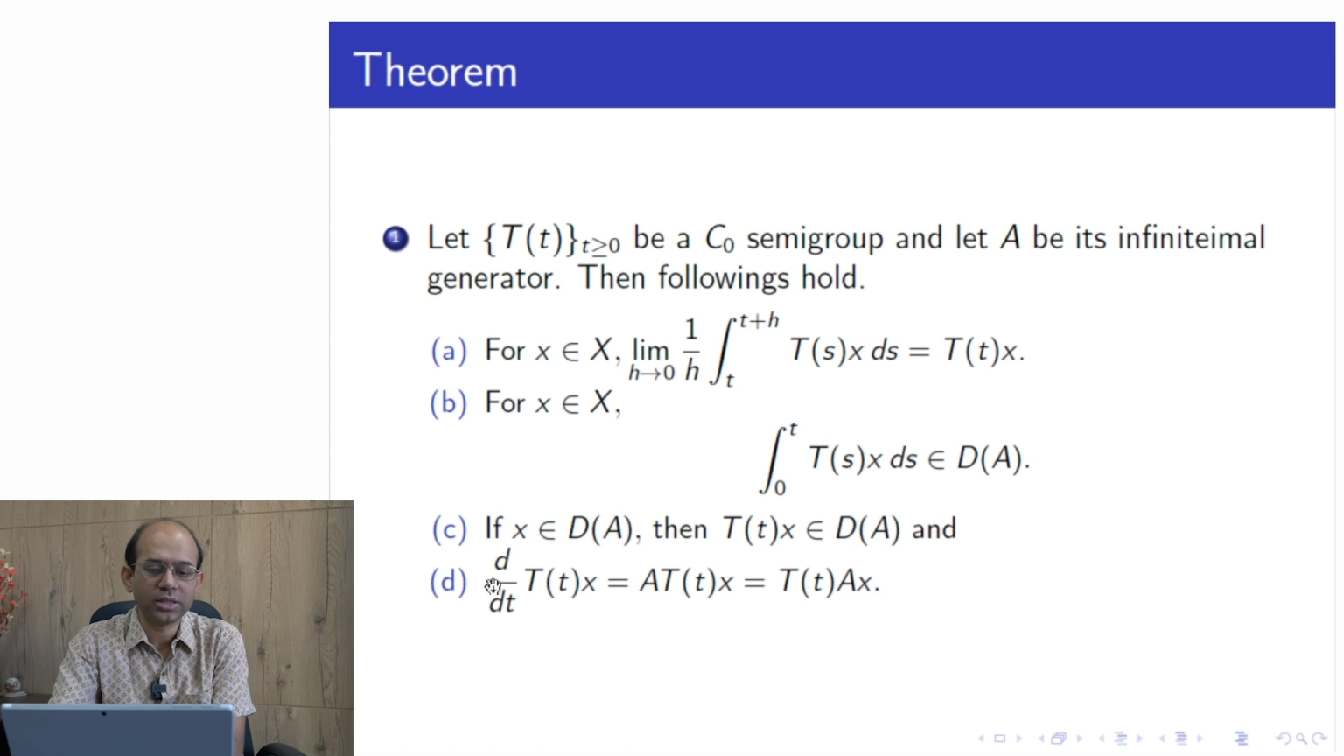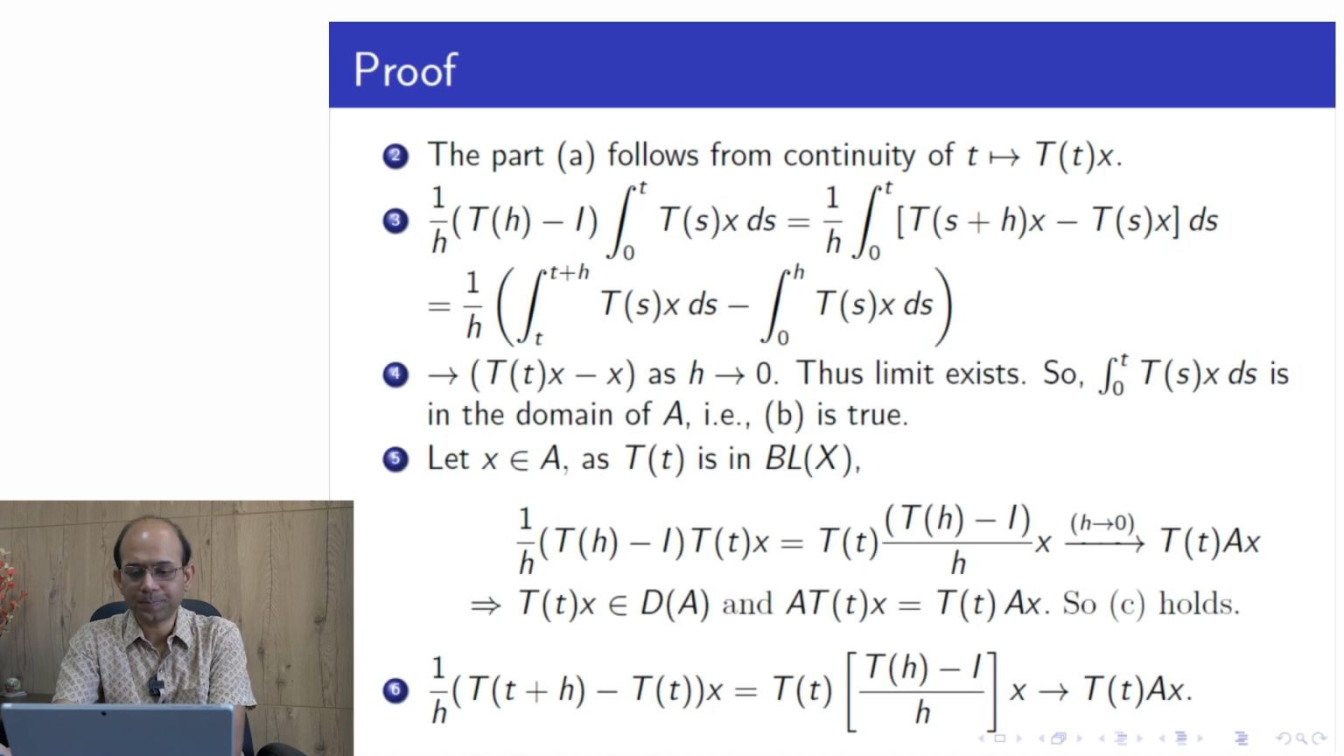However, we have not proved that that is actually the derivative. So if we can prove only one part of this, the other part would be obvious. Why? Because we have already shown that these two things are equal. So A T(t)x is equal to T(t)Ax.